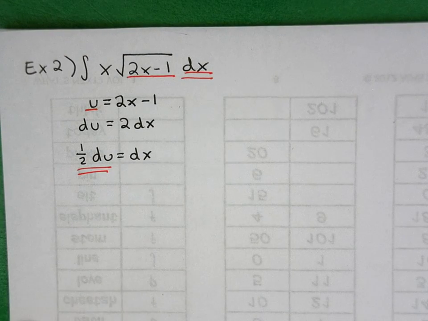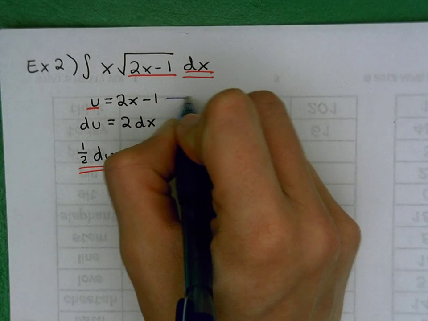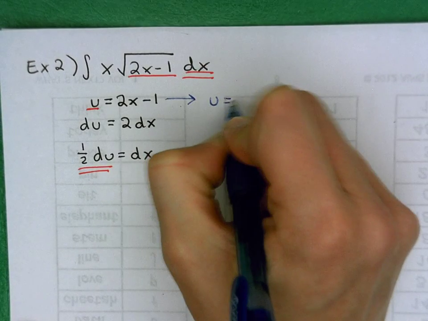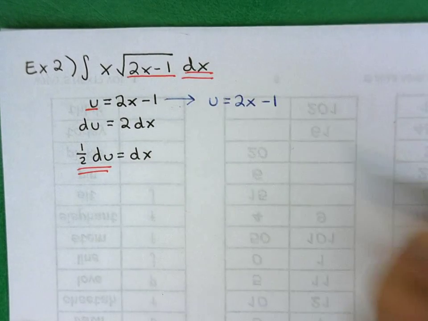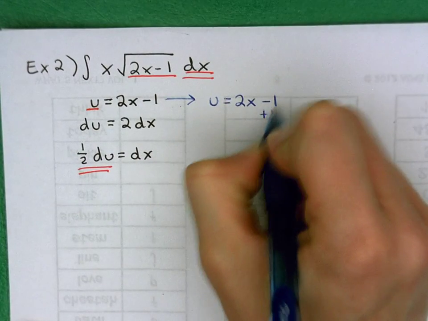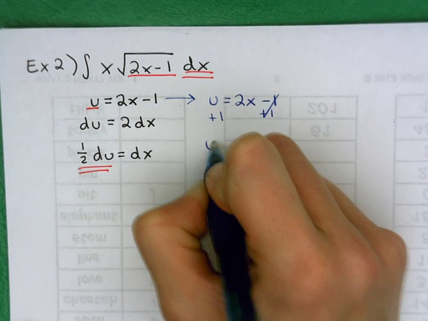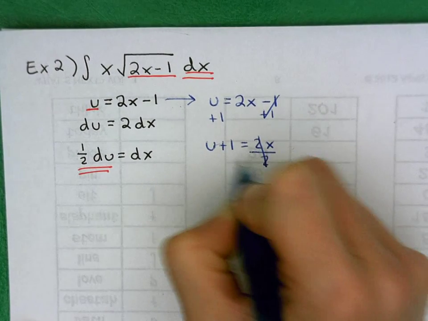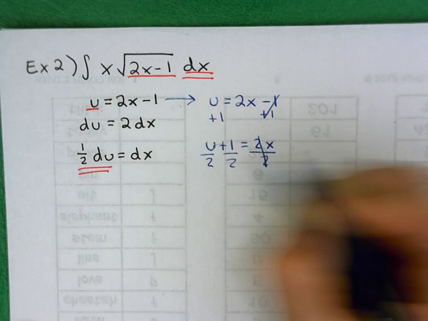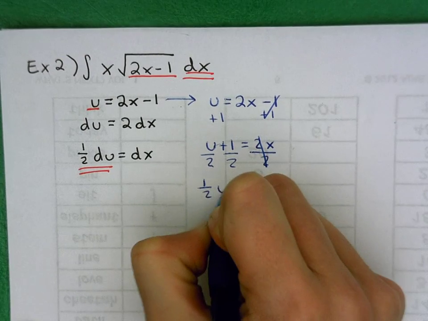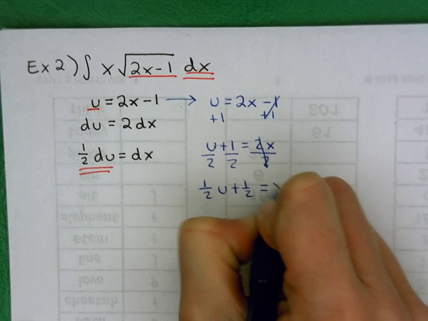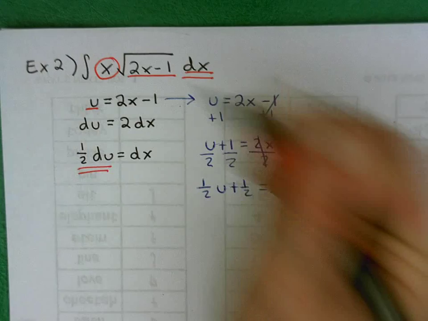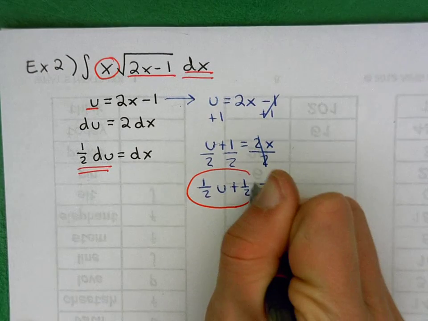So that leftover x, this x here at the beginning of the problem, we're going to solve for by pulling this u equals 2x minus 1 off to the side and getting x by itself. So I'm going to add 1 to both sides, which gives me u plus 1 equals 2x, and then dividing 2 from both sides, giving me 1/2 u plus 1/2 equals x. So that's what's going to go into the x's spot there.